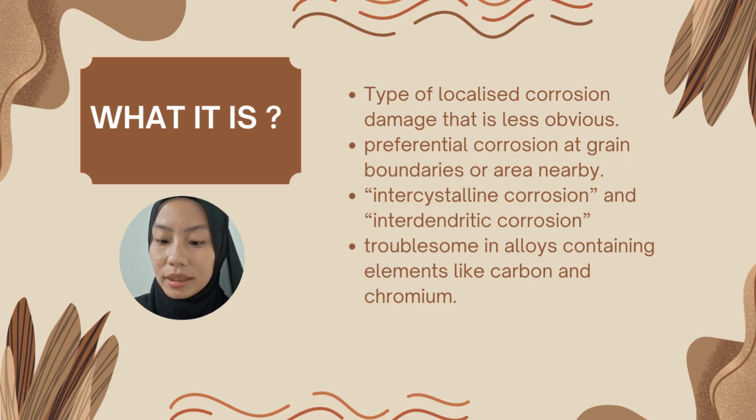This can be especially troublesome in alloys containing elements like carbon and chromium, as these elements can precipitate along grain boundaries, decreasing the material's ability to withstand corrosion.